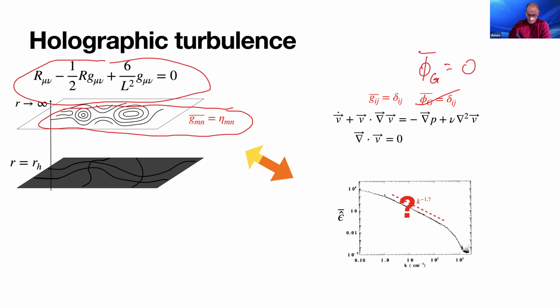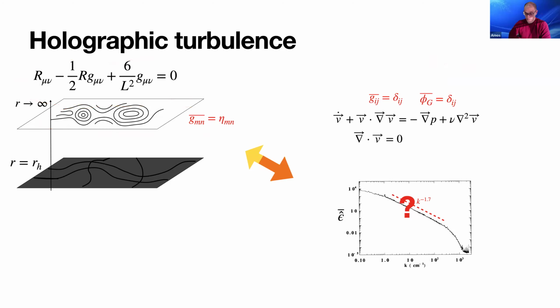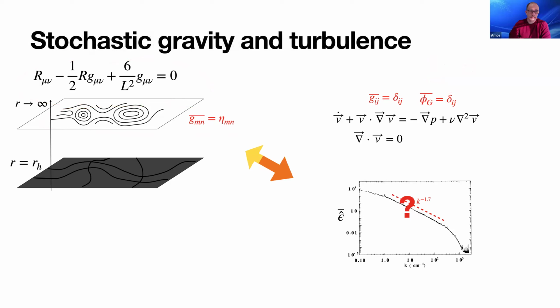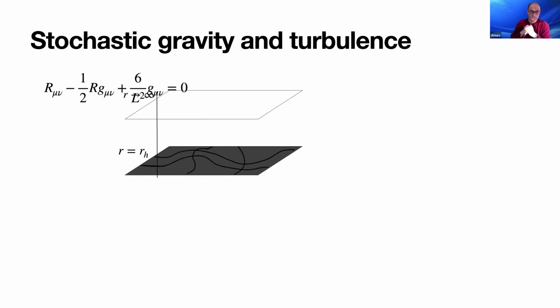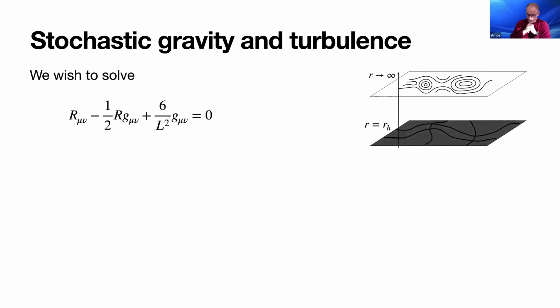Okay, so this is how we want to solve this set of equations. And what we're going to get is a stochastic theory of gravity. Because our boundary conditions are random variables, the entire space-time metric is going to be fluctuating. So it's going to be a random variable. And this is what we need to solve.